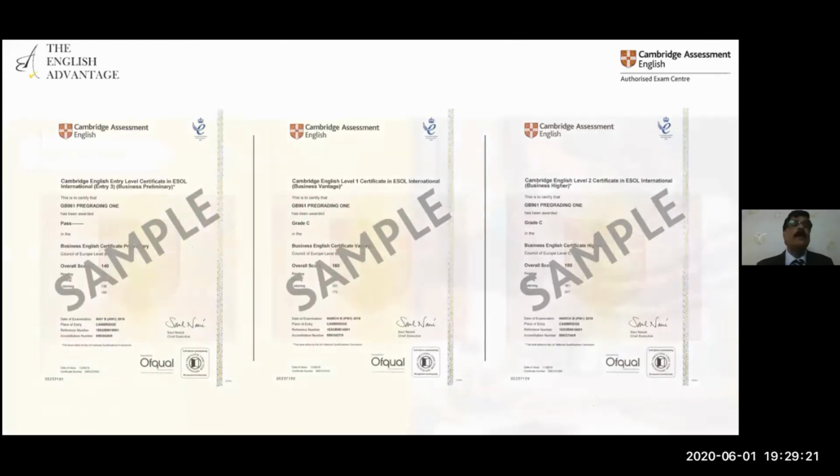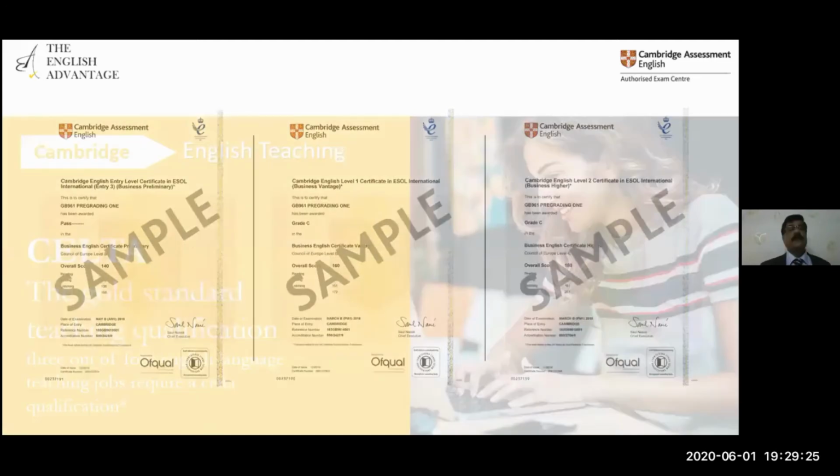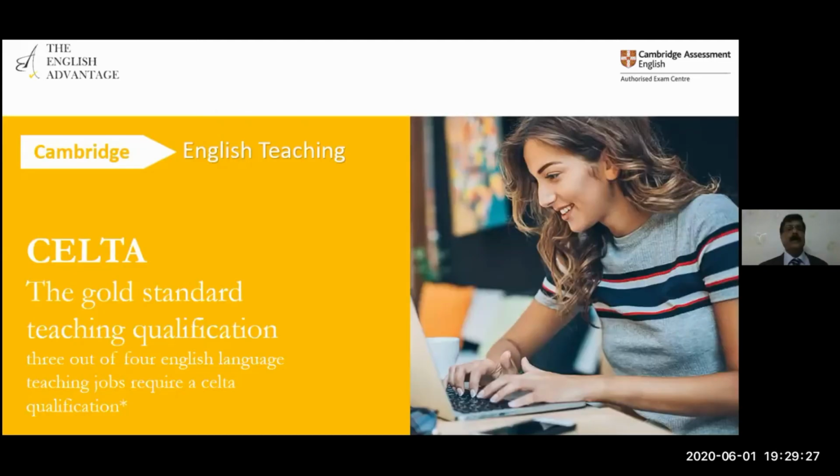We also have another exam that is called the CELTA. What is the CELTA? We call it the gold standard for teaching qualification. For those people who want to pursue a career in teaching English as a language like I have done, you would want to take a CELTA. Now, the English Advantage, that is my organization, teaches candidates on how to take these exams and qualify themselves with a CELTA certificate from Cambridge English.